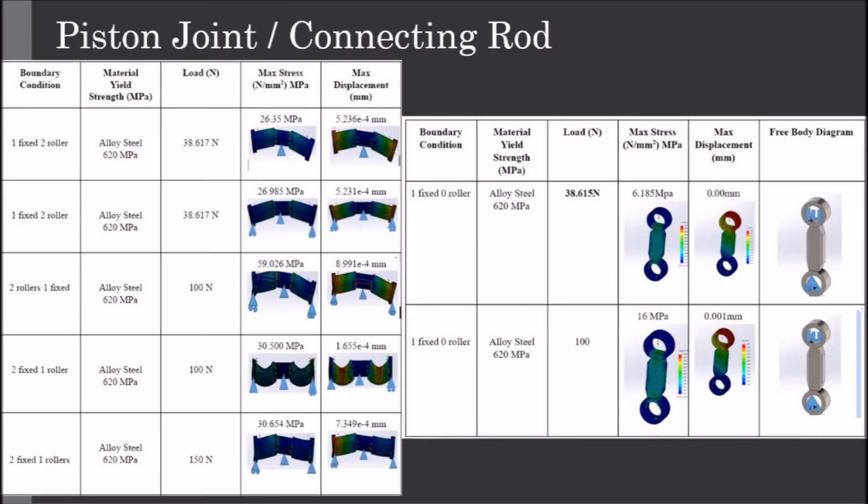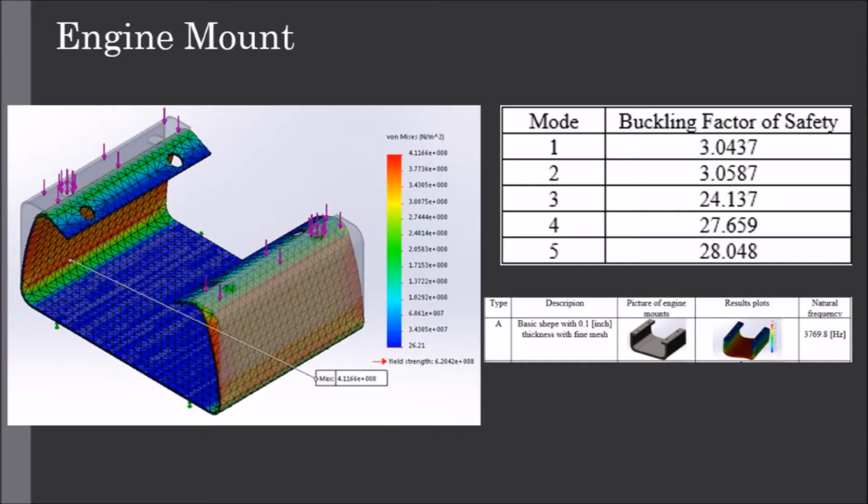The piston joint on the left and the connecting rod on the right resulted in a max stress below the 620 yield stress. Even with a 400% increase in applied force, the resulting stress was 10 to 40 times less than the yield stress. An excess load of 100 newtons was applied to the engine mount. This resulted in a max stress 60% less than the yield stress and a first buckling factor of 3.04.